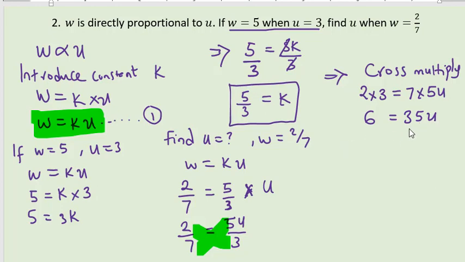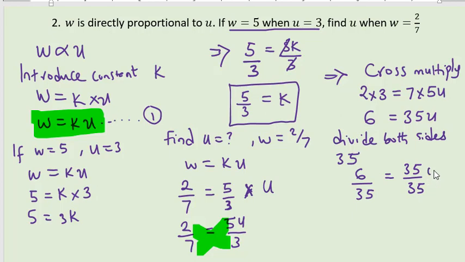The next step is to divide both sides by the coefficient of U, not 6, because 6 is more like a constant and not standing on its own. So let's divide both sides by 35. Why 35? Because 35 is the coefficient of the variable. So 6 over 35 is equal to 35U over 35. So we'll have U. Okay, this will cancel out and we are left with this. Is there anything that can divide these two numbers? We can just write them like that. So therefore U is equal to 6 over 35.